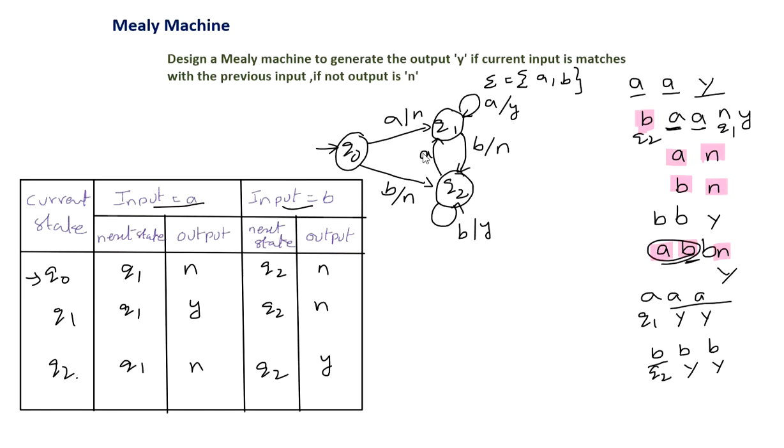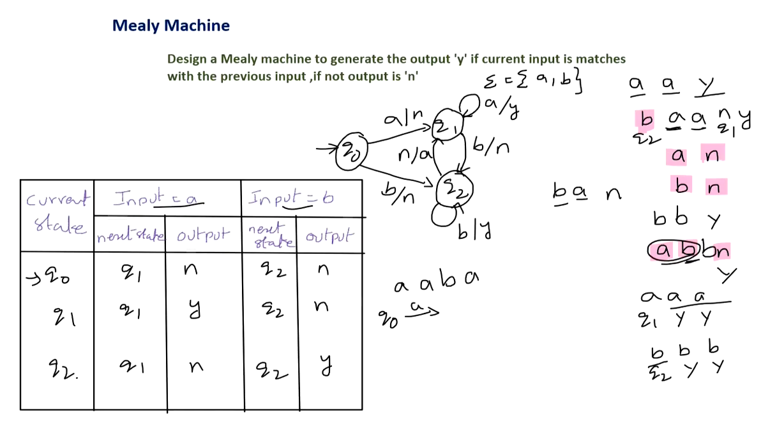Here I forgot to write the output, that is Q0 on B, it moves to the state Q2, Q2 on A, that means input is BA. Here it is not matched with the previous input symbol, so output is N, so here we need to write N. We will trace with an example by taking an input string AABA, starting with Q0.